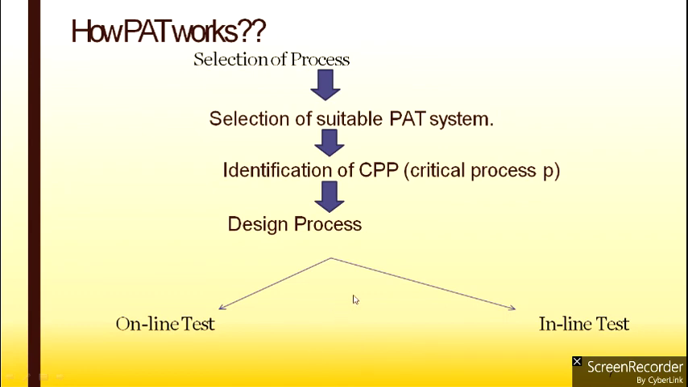online test. So what you are doing, you are selecting a process, and you are checking whether a suitable PAT system can be done. That is the analyzing tool. Whether you want the automated analyzing there or you want a manual one, and how you're going to collect your data is the selection of the suitable PAT system, and then you identify which is a critical step during your processing, and you supplement your critical process step with the PAT system, and then you go ahead with the designing of the process.